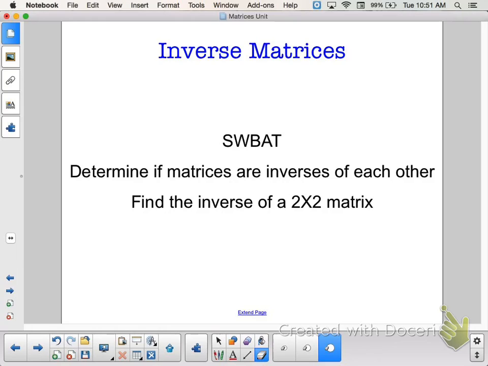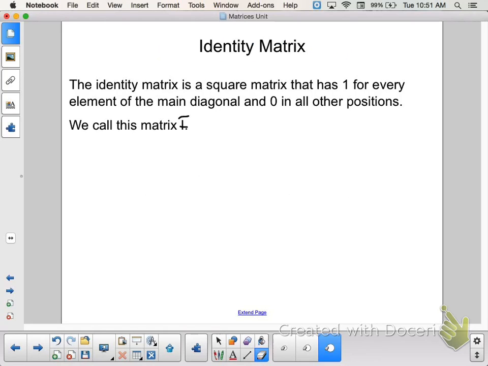This lesson will be fairly short. It's just talking about inverse matrices. What we're going to do is determine if matrices are inverses of each other and then find the inverse of a 2 by 2 matrix. So should be pretty simple.